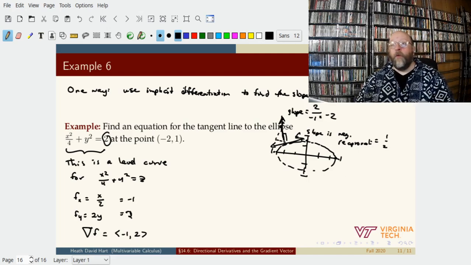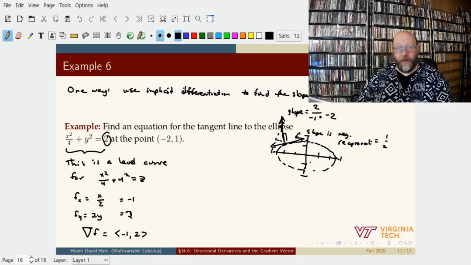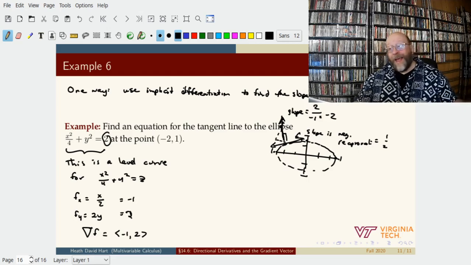So we could use the slope of the gradient vector and then take the negative reciprocal and get the slope of the tangent line, instead of having to use implicit differentiation. Is that faster or not? I don't know, but it's a different way of doing the problem.